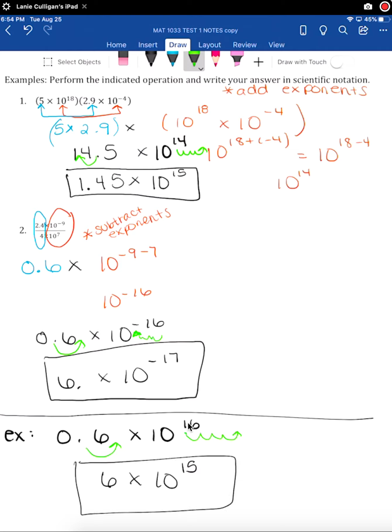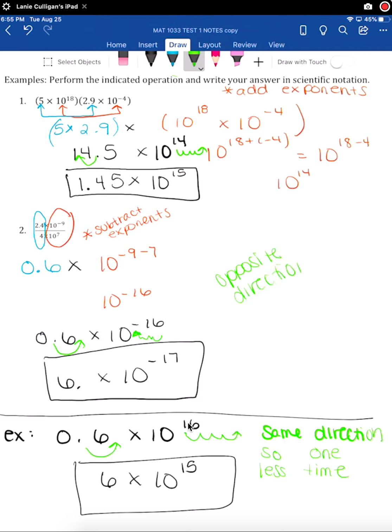So moral of the story, if it's going to be same direction, let me write this down here. So same direction. So 1 less time. And then up here I had opposite directions. So moving it 1 more time.